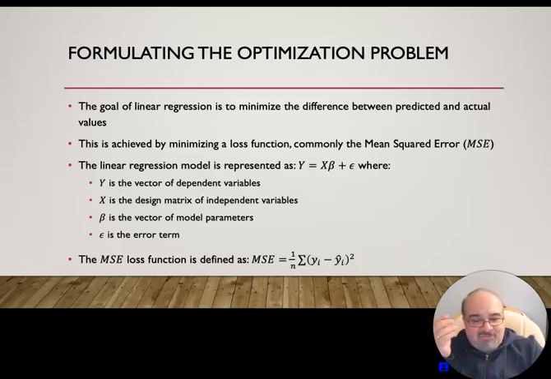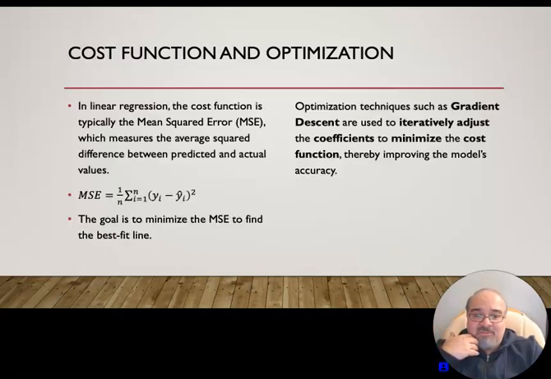The MSE loss function is then defined as 1 over n times the sum of yi minus y hat i squared, where yi represents the actual values, y hat i represents the predicted value, and n is just the number of data points. Again, minimizing the MSE will yield the optimal model parameters. Very nice.